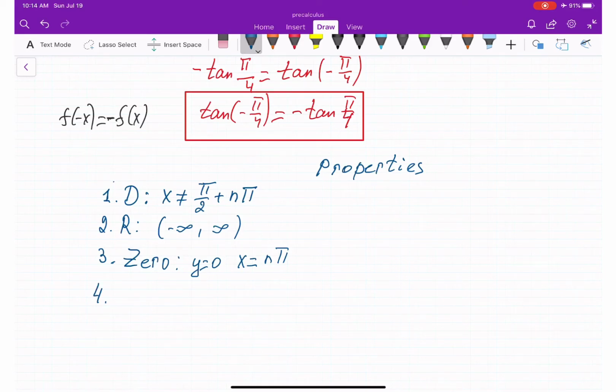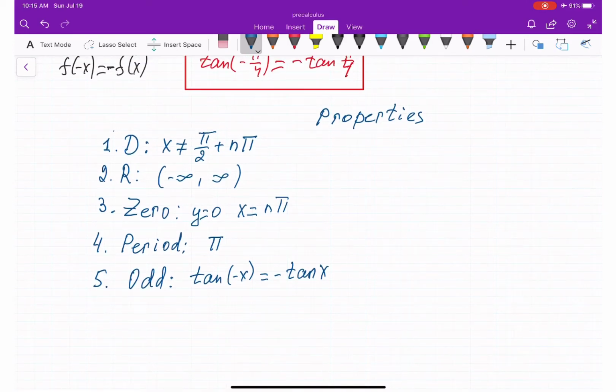The fourth property, period. Period we already know, it's 1 pi, right? We talked about it. Okay, function is odd, we already talked about it. Odd, tangent negative x is equal negative tangent x. We also know about it.